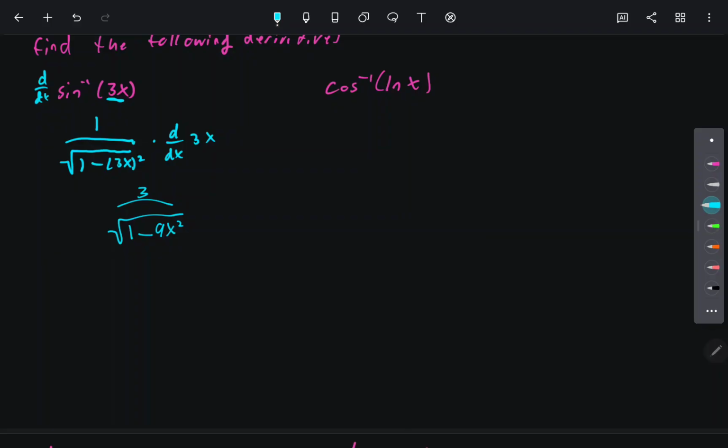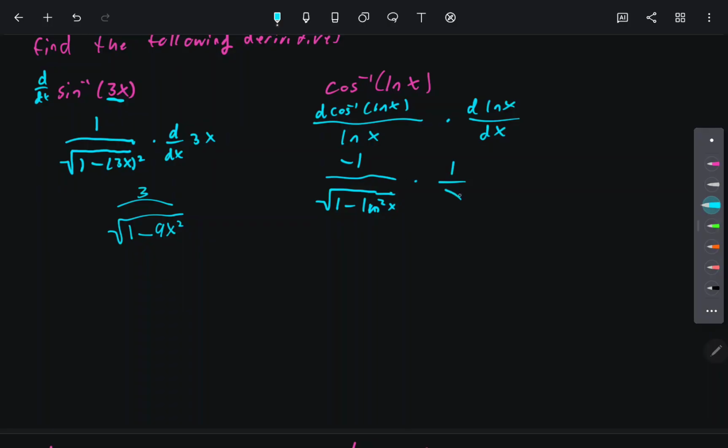All right, for this next one, we have once again a general derivative. So we're going to take the derivative of cosine inverse of the natural logarithm of x with respect to the natural log of x times the derivative of the natural log of x with respect to x. So the derivative of cosine inverse with respect to the natural log of x is going to be negative 1 over the square root of 1 minus the natural logarithm squared of x times the derivative of the natural logarithm with respect to x.